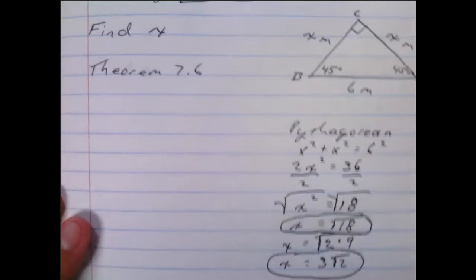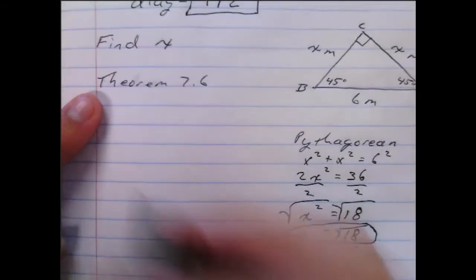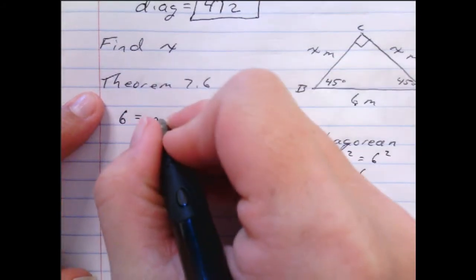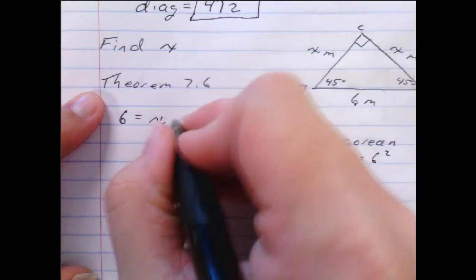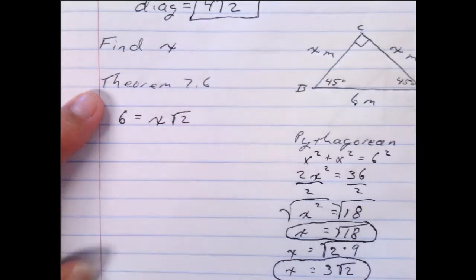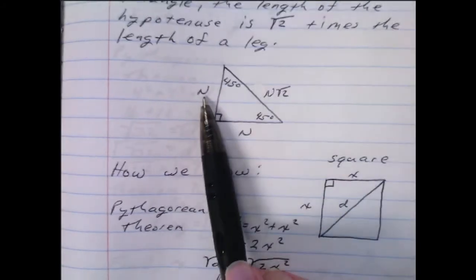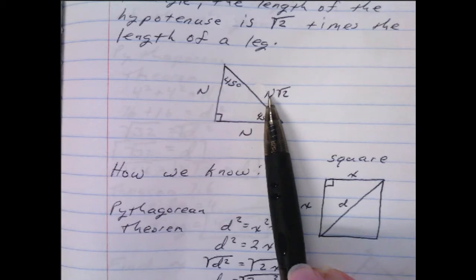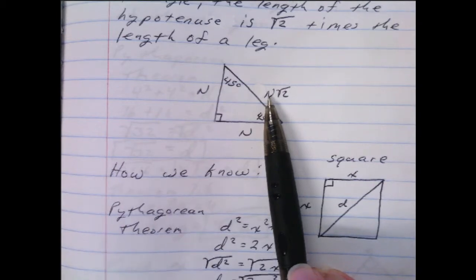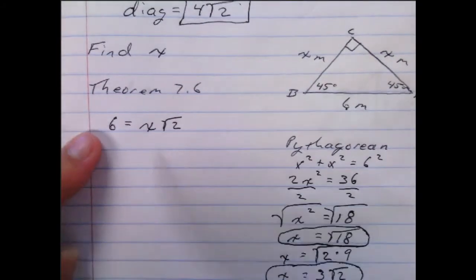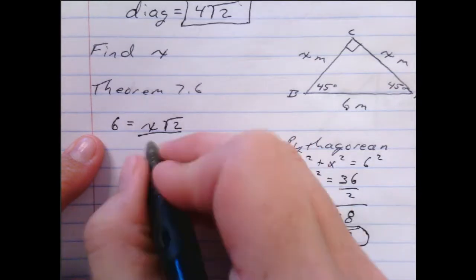Using our theorem over here, it tells us that 6 equals x times the square root of 2. Okay, if you remember back here on the first page, we said that the length of one of our sides times the square root of 2 gives us our hypotenuse, and our hypotenuse is 6. So these would be equivalent. So then we're just solving, so we're going to divide by square root of 2.